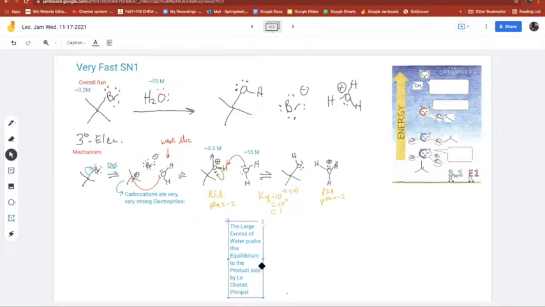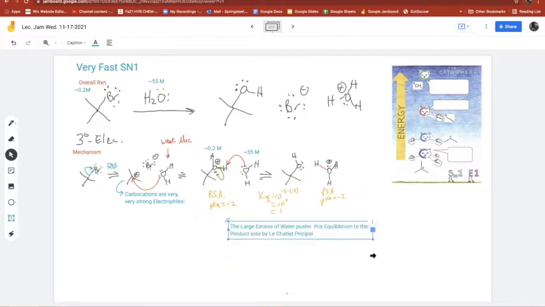Is this spelling right? Le Chatelier's. Does anybody know this? C-H-A-T. Thank you very much for the help. E-L-I-E-R. Le Chatelier's principle. Something like that, right? Okay, close enough.